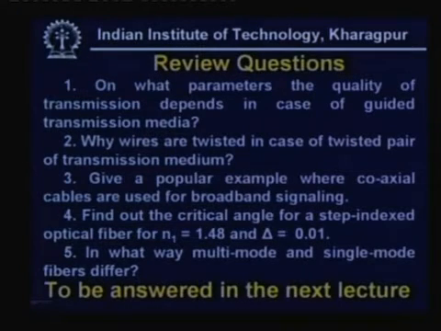Here are the review questions. On what parameters the quality of transmission depends in case of guided transmission media? Second question is why wires are twisted in case of twisted pair transmission medium? Third question is give a popular example where coaxial cables are used for broadband signaling. Fourth question is find out the critical angle for a step indexed optical fiber for N1 equal to 1.04 and delta equal to 0.04. Fifth, in what way multimode and single mode fibers differ? So these are the 5 questions to be answered in the next lecture.